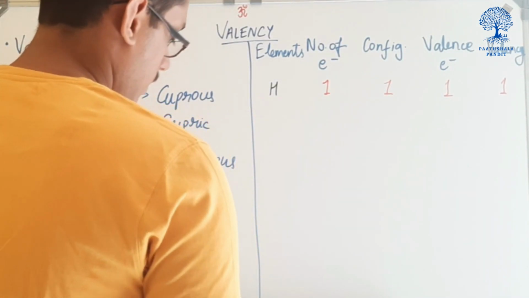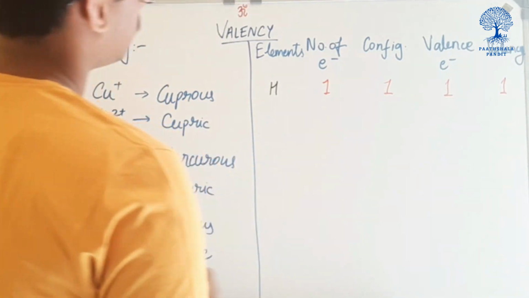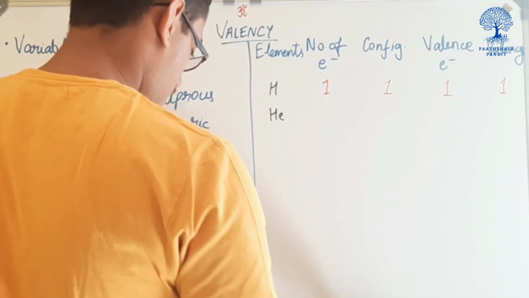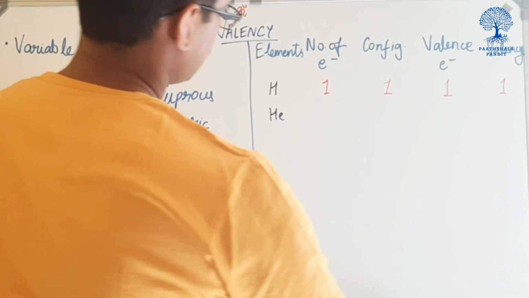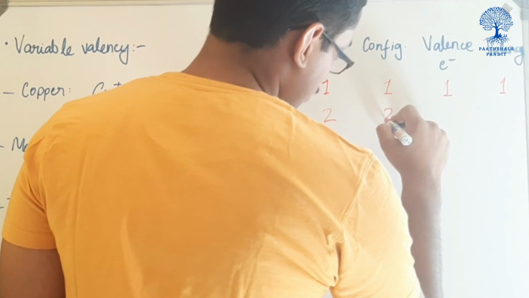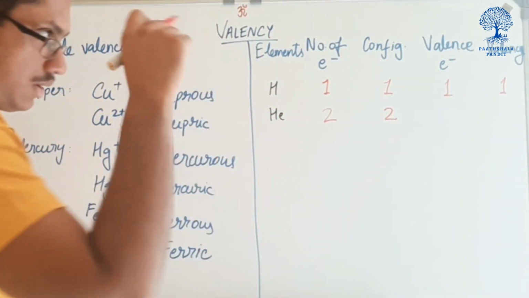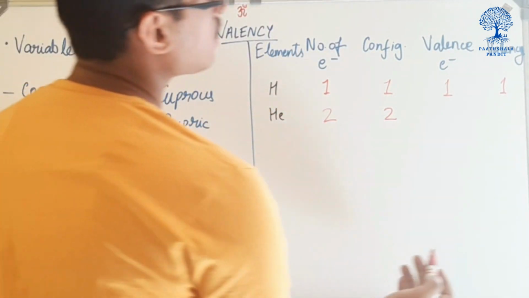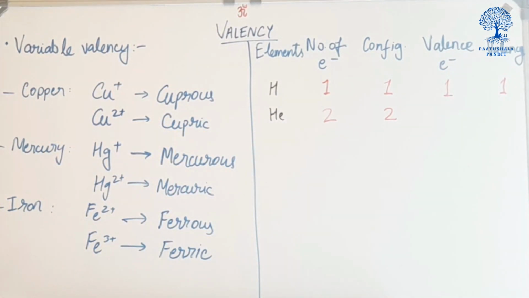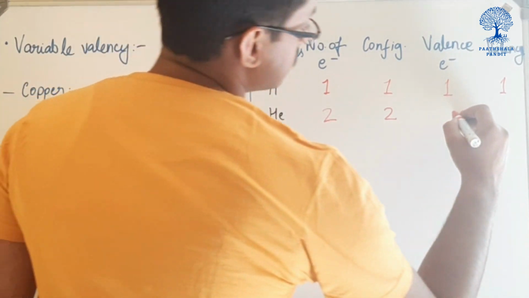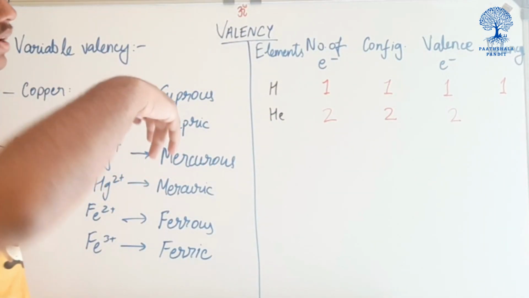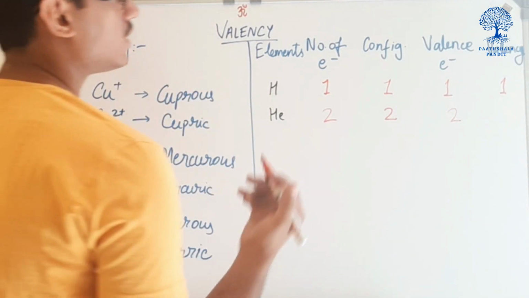Then comes the helium. Okay, helium has number of electrons 2, the configuration is also 2, meaning the first orbit has 2 electrons. The number of valence electrons, what are the number of valence electrons? It is 2. The number of electrons in the outermost orbit is 2.